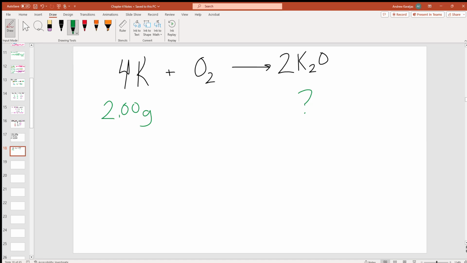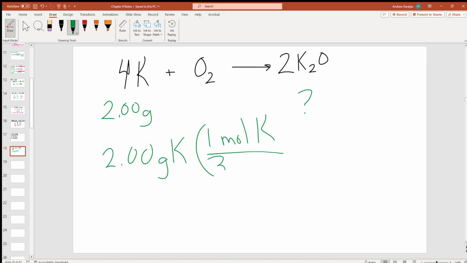So our first step, as we said, is to balance the equation. We've already done that. So that means our next step is to calculate our moles of potassium. And we can do that using the mass of potassium on the periodic table. So 2 grams of potassium, 1 mole of potassium is 39.1 grams of potassium, or 0.0512 moles of potassium.